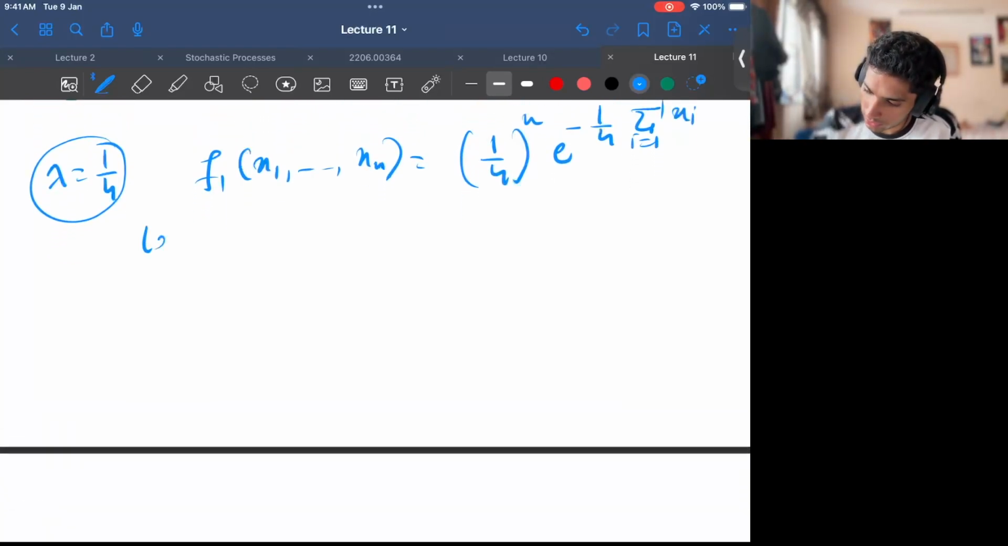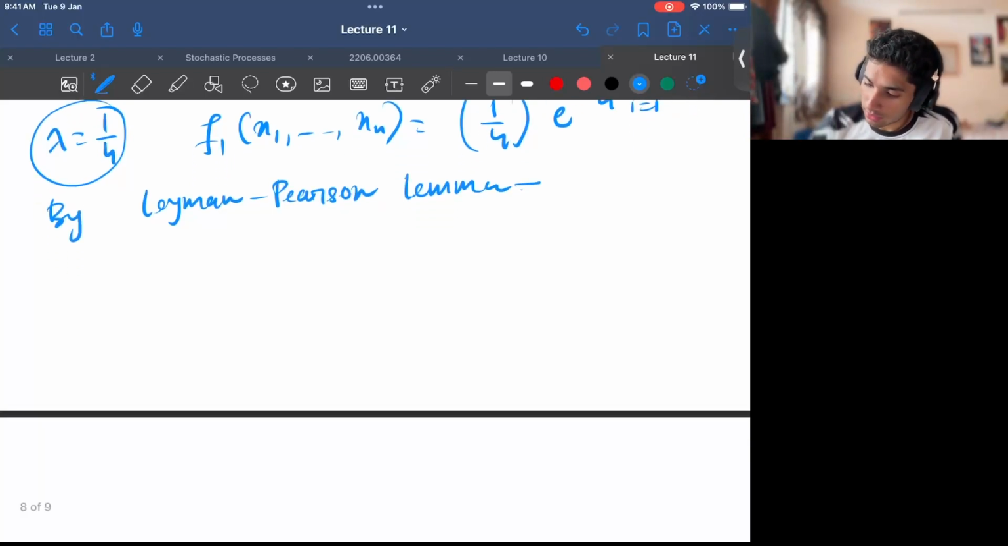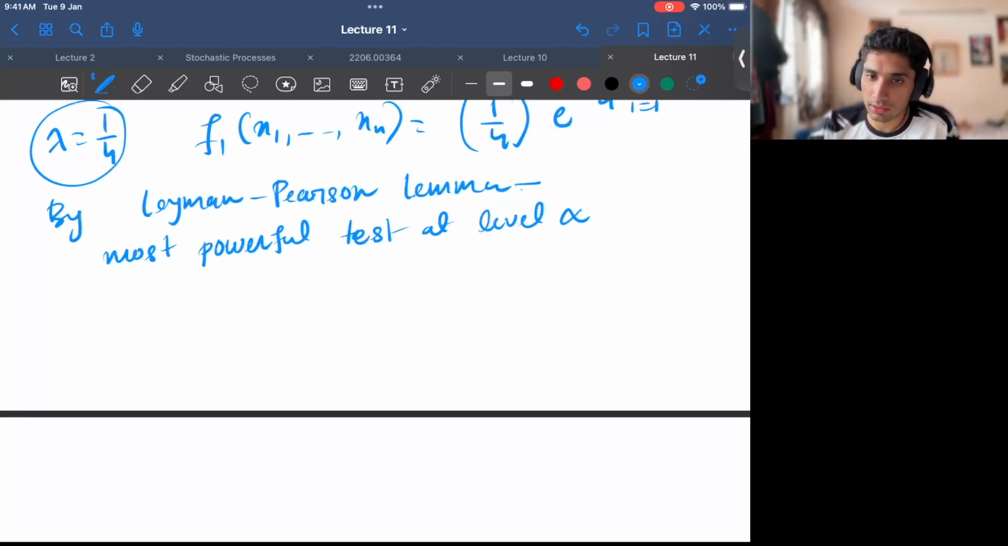Now you can use your Neyman-Pearson lemma, right? By this lemma, what can you say? The most powerful test at level alpha is given by what?